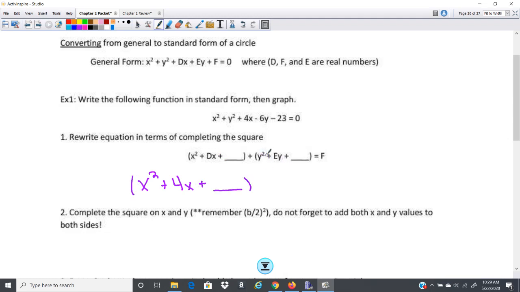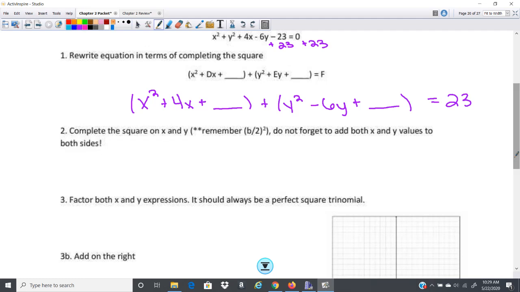And then group your y's. So you've got a y squared, and you have a minus 6y. And then we'll go plus blank. And then just move the constant to the other side. So I'm going to add 23 to both sides. So this is going to equal 23. So that's step 1. Step 2, you're going to complete the square on the x and the y.